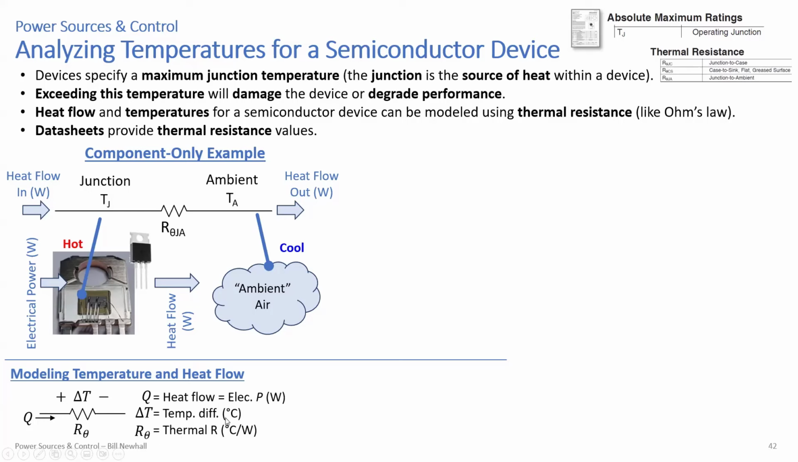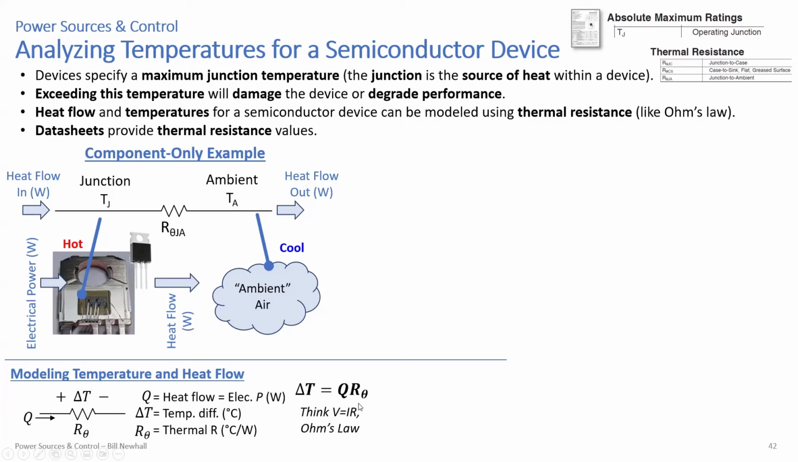So Q is in watts. The temperature difference is Celsius minus Celsius, which is Celsius here. And you have the thermal resistance. And if you work out the units for this Ohm's law-like equation, it's degrees C per watt. So delta T equals Q times R sub theta. And just think of that like Ohm's law.